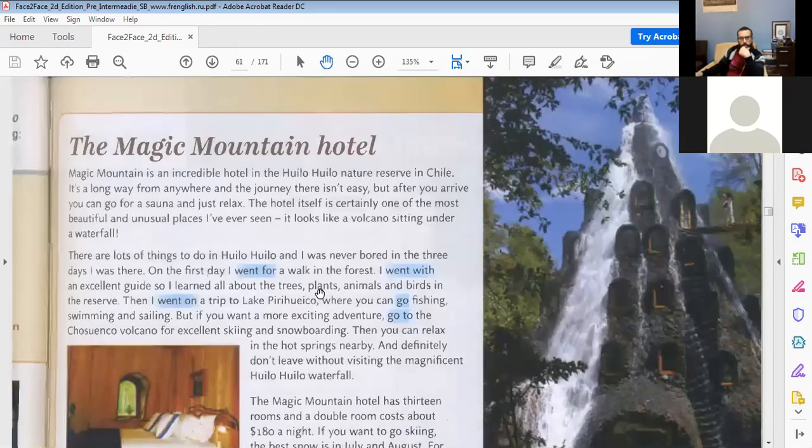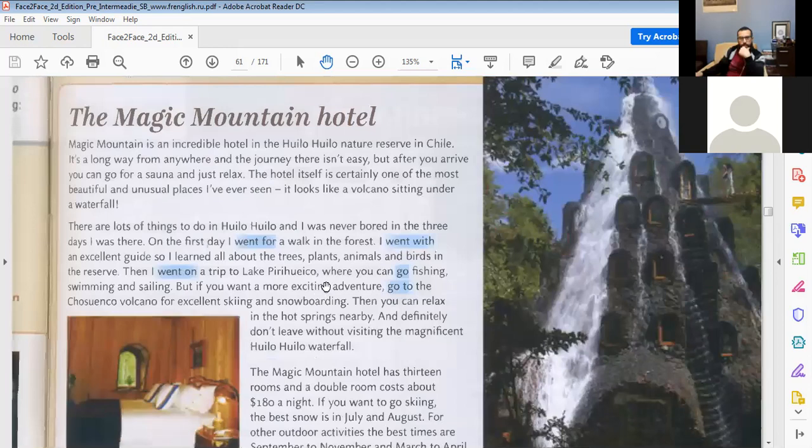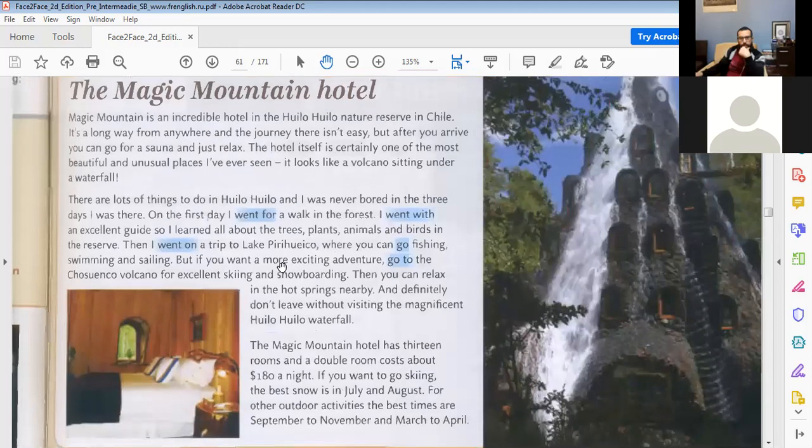The Magic Mountain Hotel. Magic Mountain is an incredible hotel in the Huilo Nature Reserve in Chile. It's a long way from anywhere, and the journey there isn't easy, but after you arrive, you can go for a sauna and just relax. The hotel itself is certainly one of the most beautiful and unusual places I've ever seen. It looks like a volcano sitting under a waterfall.